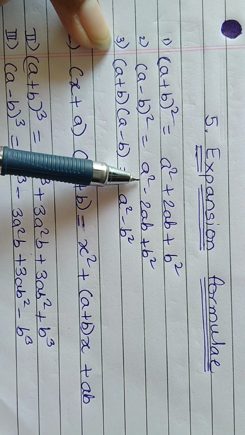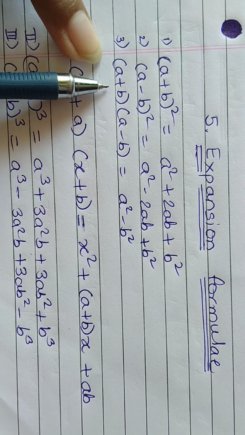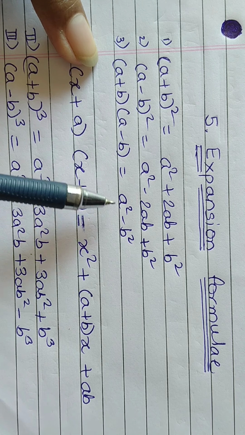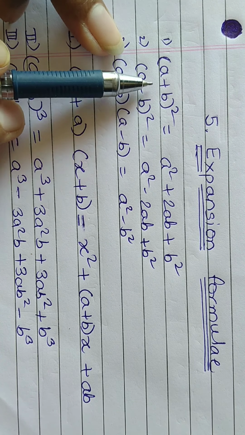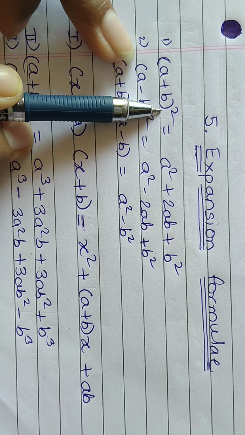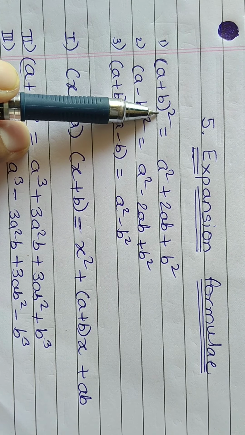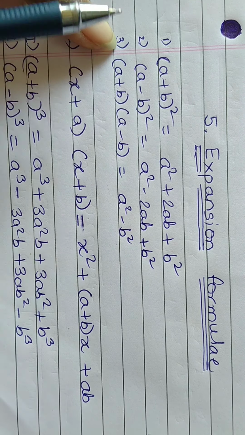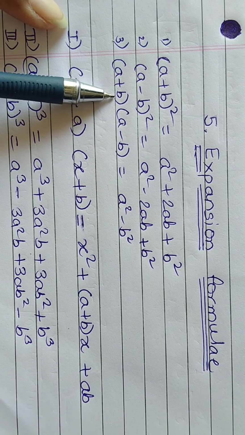(a − b)² = a² − 2ab + b². Third one, (a + b)(a − b) = a² − b². This one we can read as first term and second term. In terms of this, you can remember this. That means in place of a and b, any alphabet or number will come. You can solve this using these expansion formulas.